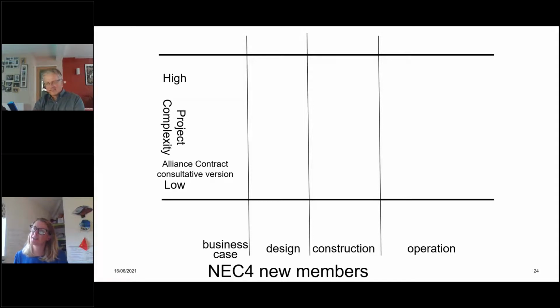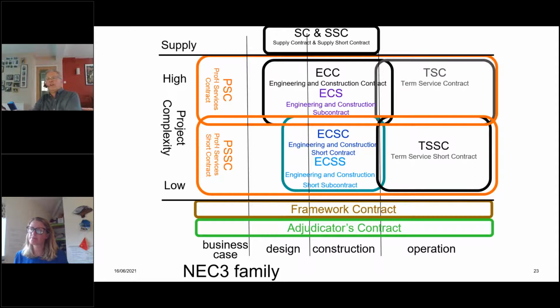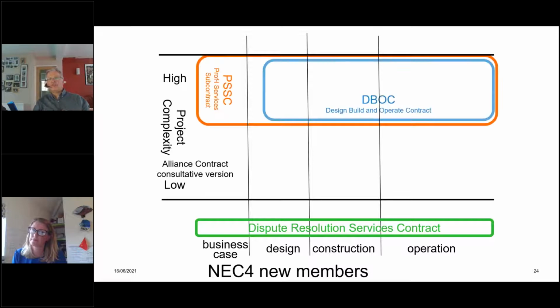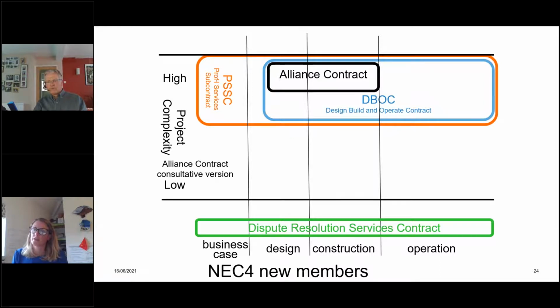How does the alliance contract differ from the framework contract? Okay, that's a simple one. The framework contract is an overarching contract which enables a client to let separate contracts. The alliance contract is a single contract, and as I said before, the alliance contract is very different because all of the parties signed up to it have an equal status and they're all buying into the same set of performance targets.